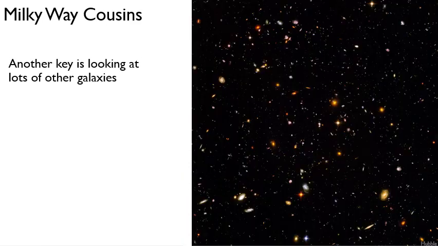Another very important thing that you need to do is look at other galaxies. So we can look at many galaxies that we can see and try to find similarities to the Milky Way. And that's another key to trying to understand what type of galaxy we're in and what the Milky Way looks like.